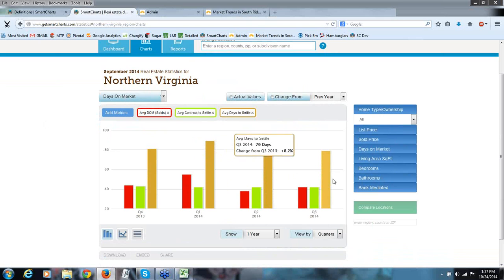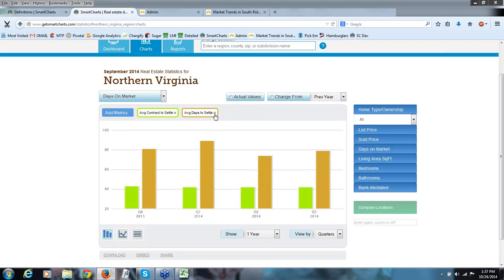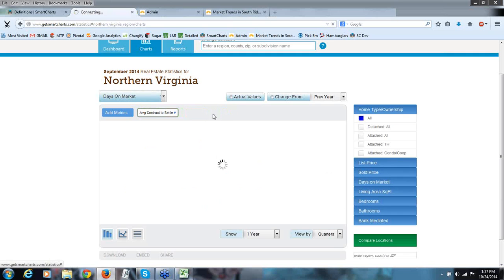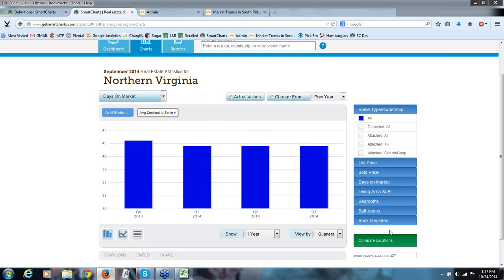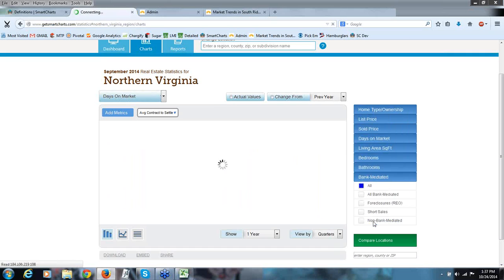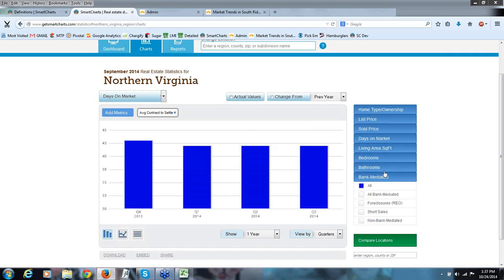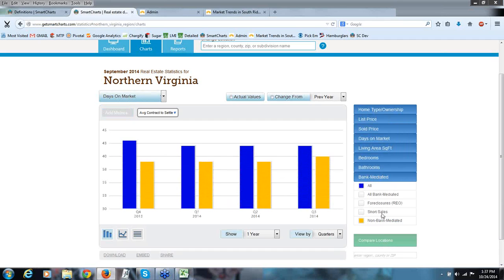So the average days to settle in Northern Virginia is 79 days. We can look at these if I turn off and just look at the average contract to settle. So the average amount of time listings are in contract prior to settlement, 42 days. We have a bank-mediated facet here, so the default is all. And so we can look at non-bank mediated, so that's just a nicer way of saying not distressed. You and your clients might be more familiar with the term distressed or non-distressed. So for non-distressed sales, the average contract to settle is 40 days.